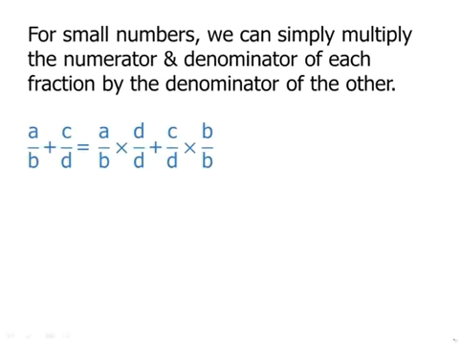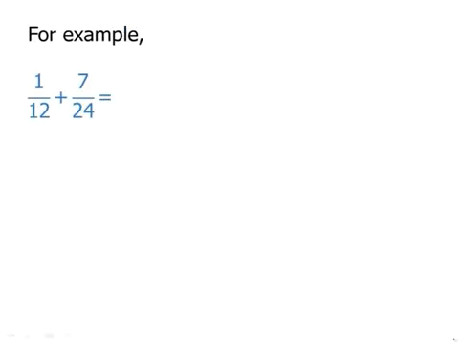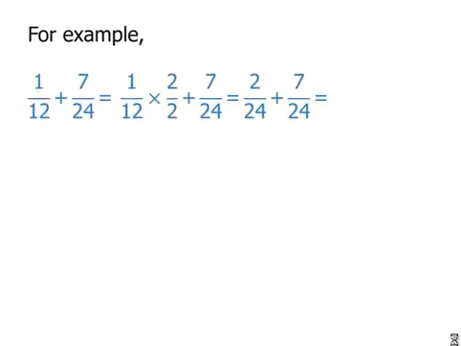The problem with using this as a default strategy is that it runs into big numbers very quickly. So for example, if I'm adding this, if I multiply the first one by 24/24 and the second one by 12/12, I'm going to get enormous numbers, much bigger than 100. And it's going to be kind of cumbersome to do math with those numbers. Well, notice 24 is actually a multiple of 12. So all I really have to do is multiply the first fraction by 2/2. If I multiply by 2/2, then immediately I get a common denominator of 24. I can add and simplify.